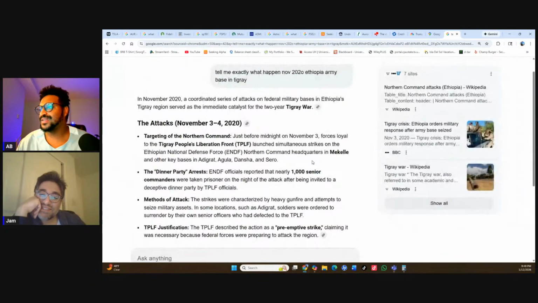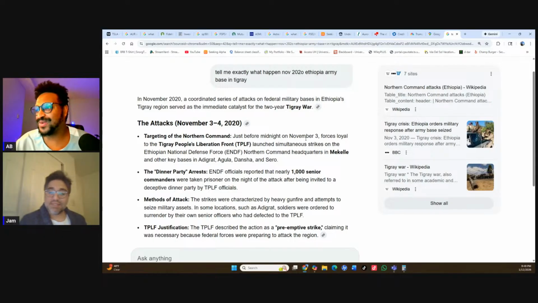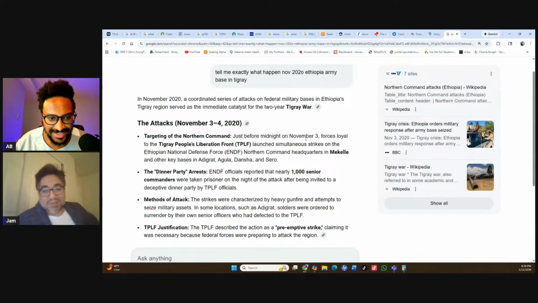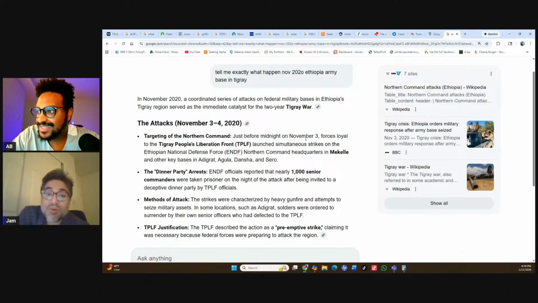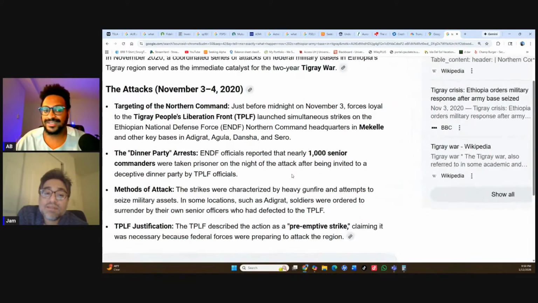Look at this. Just before midnight on November 3rd, forces loyal to the Liberation Front launched simultaneous strikes on the Ethiopian Defense Force Northern Command headquarters. So they invaded the army base. Bro, it's like a small militia going to like Fort Hood and getting in there and controlling the weapons. This is like out of Grand Theft Auto, where I could sneak up onto a military base and steal a jet. Bro, look at this though.